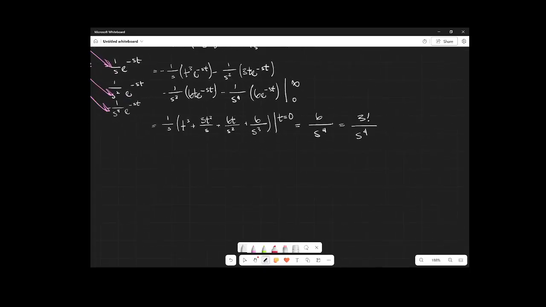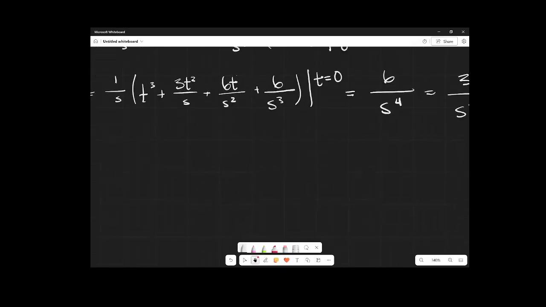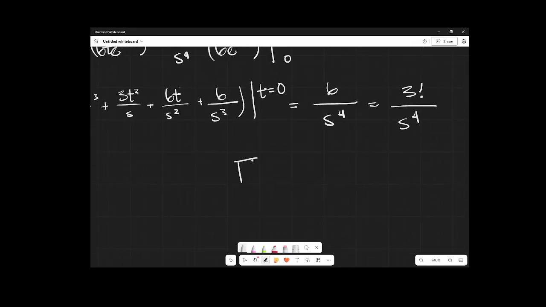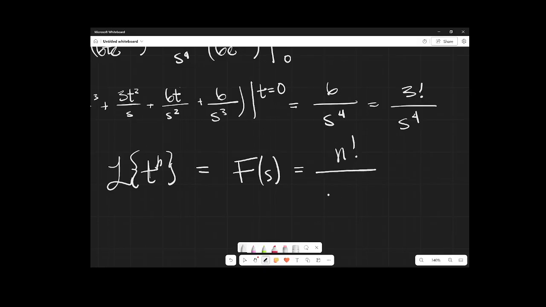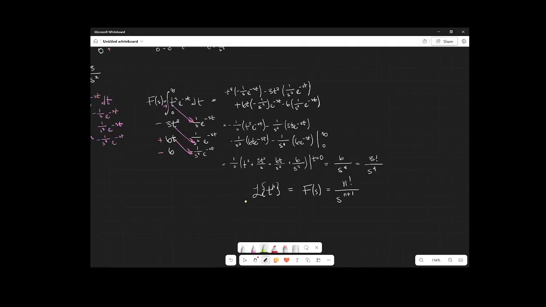You should observe that, in fact, the Laplace transform of the function t to the n is equal to n factorial divided by s to the n plus 1. Okay, so this is the result you should get.